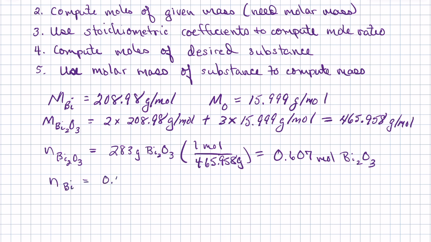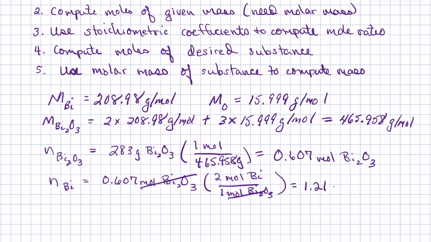So I've got 0.607 moles of bismuth oxide, and our ratio is 2 moles of bismuth to 1 mole of bismuth oxide. And again, we use dimensional analysis here. Moles of bismuth oxide will cancel, so we're going to get an answer in terms of moles of bismuth, which is going to be 1.21, again rounding off, moles of bismuth.